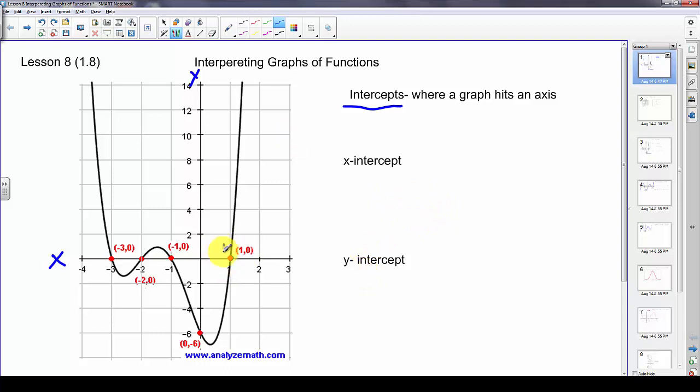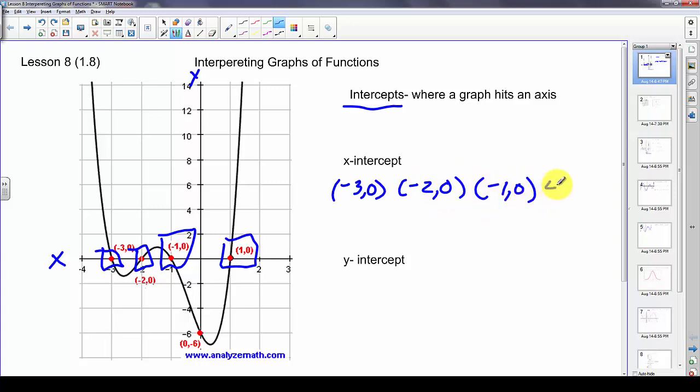In this graph I have 1, 2, 3, 4 x-intercepts, and we'll name them by their points. So (-3, 0), (-2, 0), (-1, 0), and (1, 0). We only have one y-intercept, that being the point (0, -6).